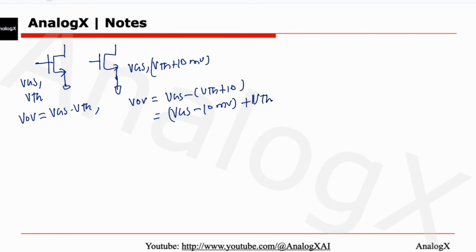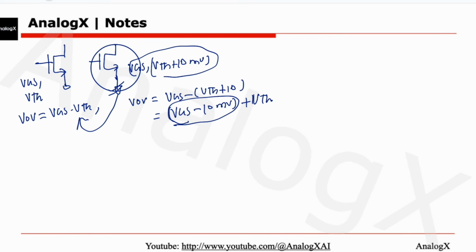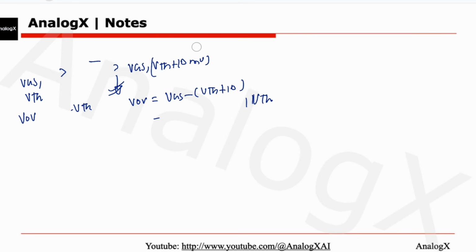Here we can see that the mismatch in Vth can be grouped into the VGS. Either I can say that this transistor has 10 millivolt higher Vth than this transistor, or in the second way I can say that this transistor has 10 millivolt lower VGS than this transistor. So we can understand it both ways, and similarly we will deal with these situations.